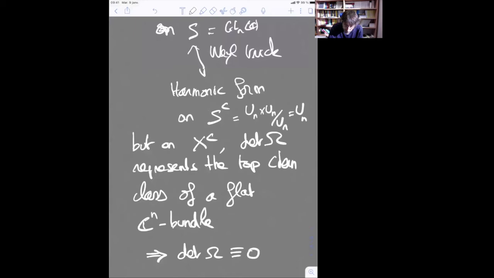GLNC cross UN. So the compact version of this: the complexification of GLNC is GLNC cross GLNC, and the compact form of this is UN cross UN. And now, if you write down UN cross UN mod UN, it identifies with UN. So as a symmetric space, S is just UN. Okay, and you have the trivial bundle. And the bundle we are considering is the trivial bundle on this.